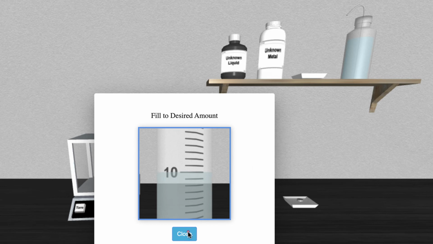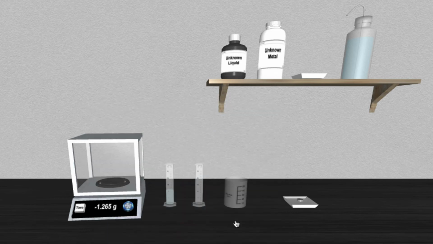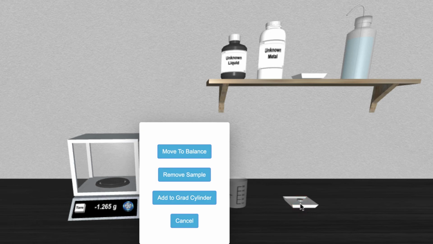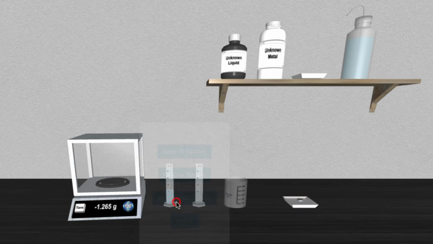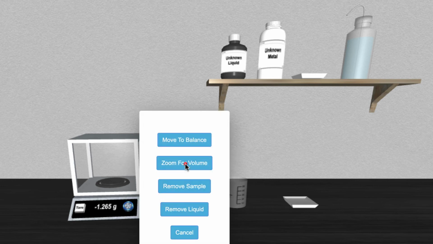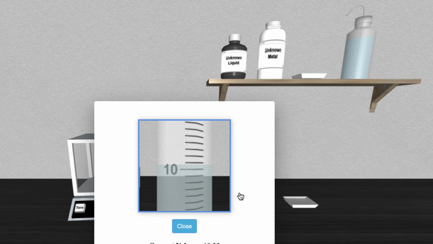Now add your metal sample to the graduated cylinder by clicking on it. Once the metal is put into the graduated cylinder, zoom in to record the new volume. You'll notice that the new volume is larger than the one you previously recorded. The difference between these two volumes is the volume of the metal sample. Now you know the volume of your metal, and with your previously recorded mass, you can calculate its density.